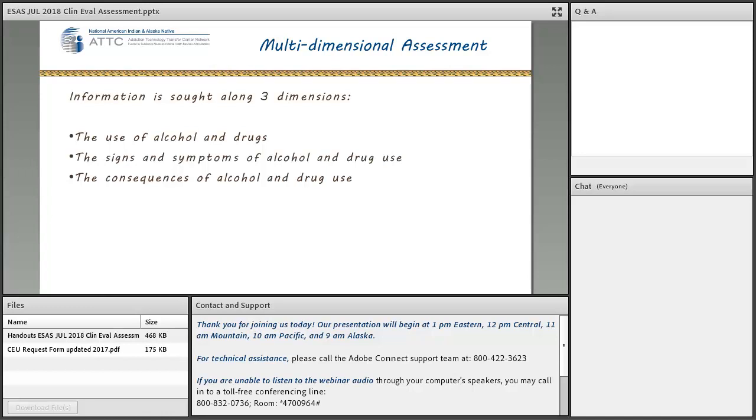Okay, so information is sought along 3 dimensions. We're going to be looking at the use of alcohol and/or drugs, signs and symptoms of alcohol and/or drug use, and consequences of alcohol and drug use.